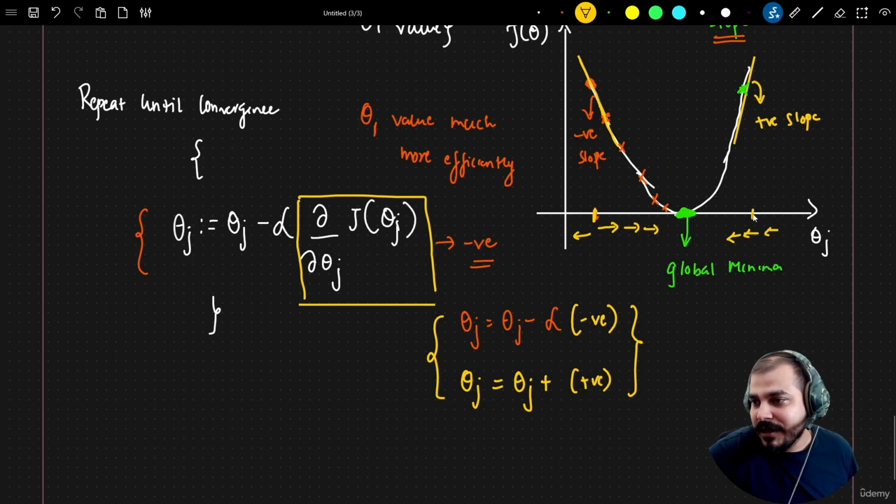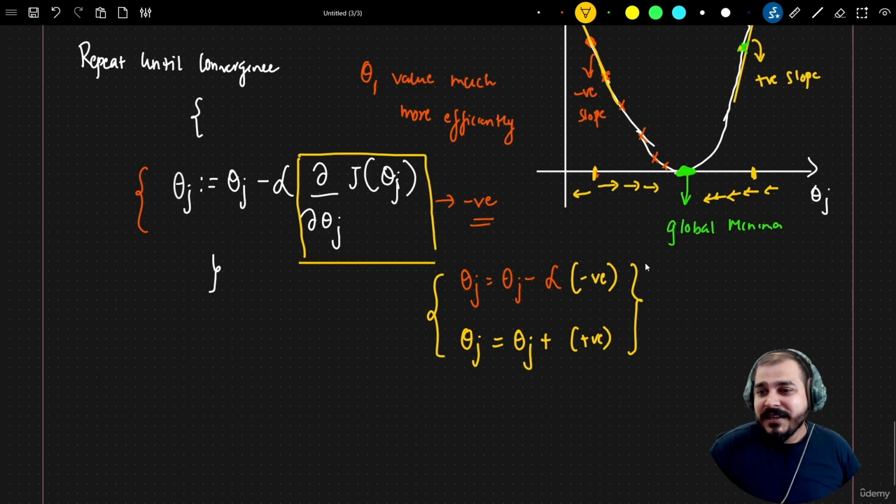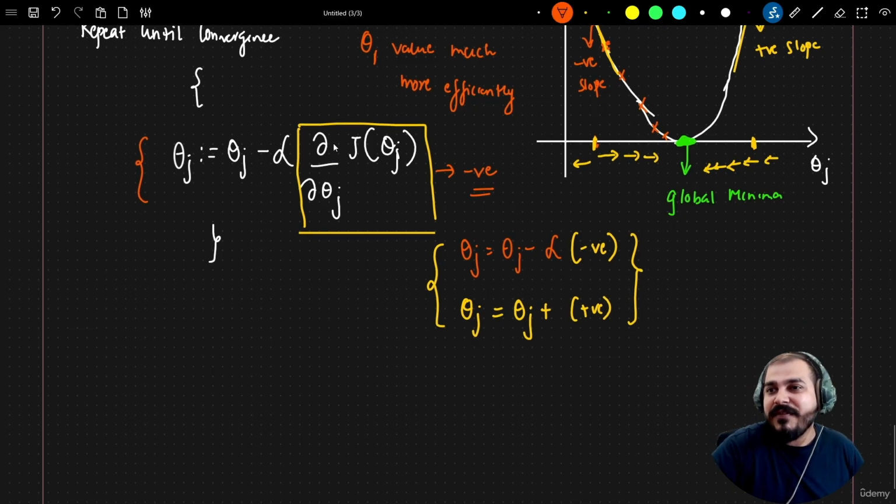Let's say that initially my theta 1 was over here and I got my J of theta 1 over here. So here I have to decrease it. Then only I'll be able to reach the global minima. So does this satisfy? Yes, it does, because if I write now theta j is equal to theta j minus alpha, and now this is my positive slope, right?